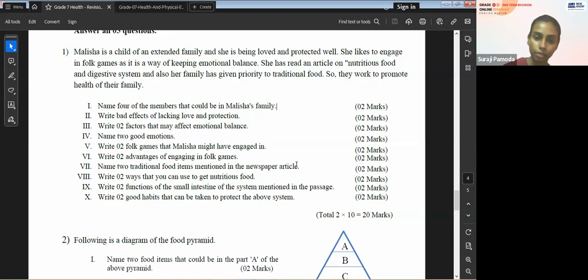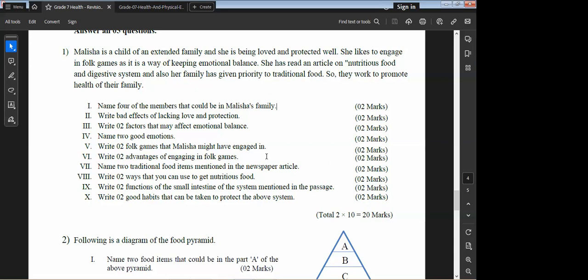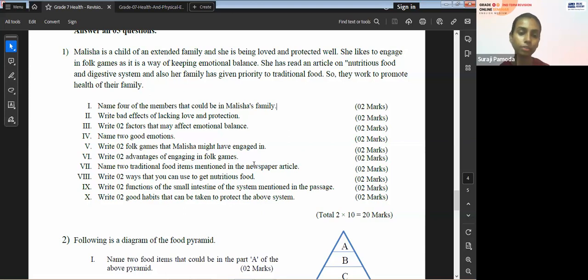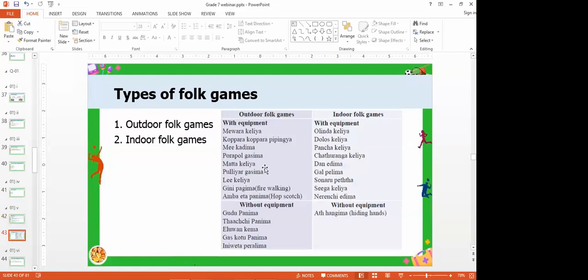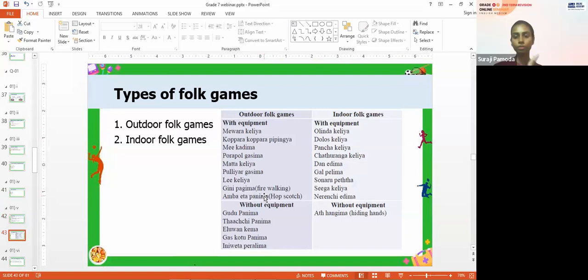Then write the 5th question. Write 2 folk games that Malisha might have engaged in. So we talked about folk games in the part 1. So no need to discuss that again. Right? So tell me 2 folk games. Yes, good. Elle, Eluan Kama. Right? Any other? Here you can take it from here. Panchadamima. Right? Yes, those are 4 games, right? You can write any 2.